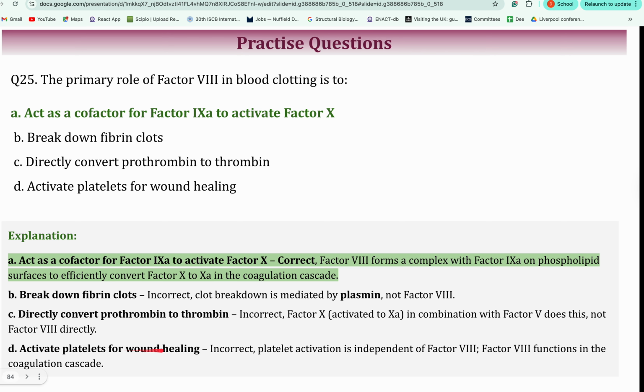Last option was activate platelets for wound healing. So this is incorrect because platelet activation is independent of factor 8. Factor 8 functions in just the coagulation cascades, so it does not activate the platelets. Okay, let's move to next question.